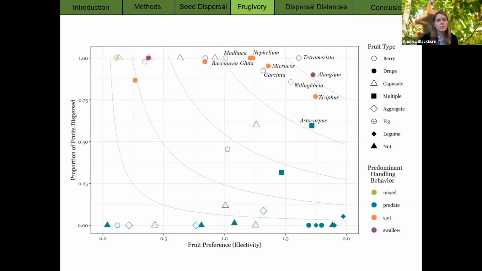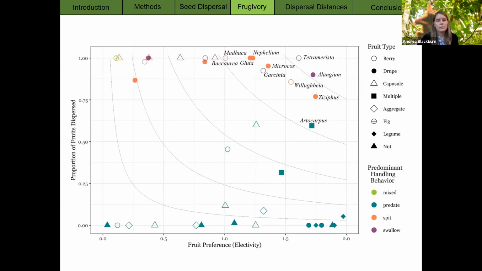So this is our seed dispersal effectiveness landscape. The mutualism-antagonism continuum is the y-axis, and this represents the proportion of fruits dispersed versus predated based on fruit handling behavior observations. Here, seed dispersal considers both seed spitting and seed swallowing. The x-axis represents fruit preference based on the Ivlev selectivity index. In this, a score of 0 suggests the fruit is least preferred, 1 is neutral preference, and 2 is preferred.